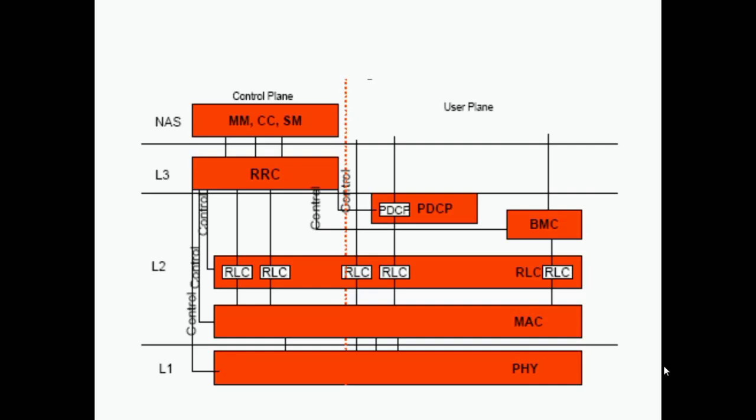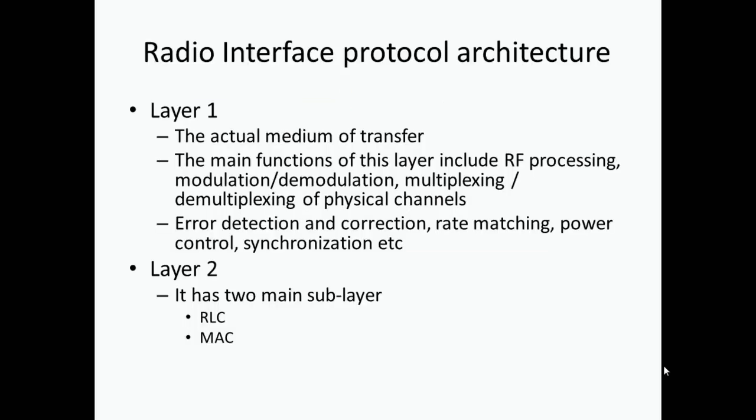Now we will discuss how the layers work in these two planes. First, layer 1, the actual medium of transfer, that is the physical layer. The main functions of this layer include RF processing, modulation, demodulation, multiplexing and demultiplexing of physical channels. Error detection and correction are also handled here, as well as rate matching, power control and synchronization.